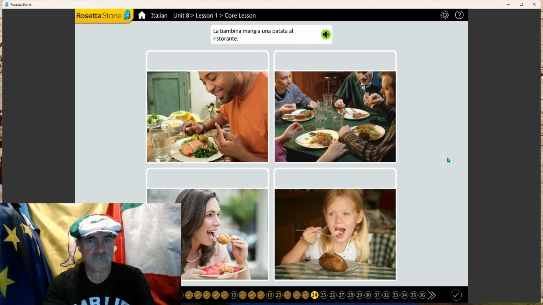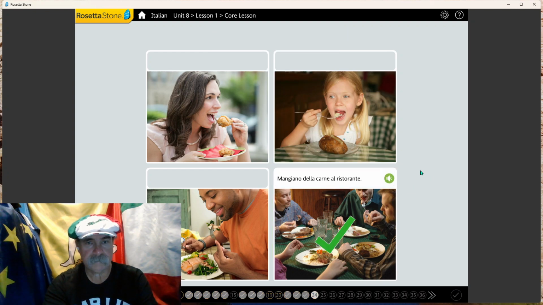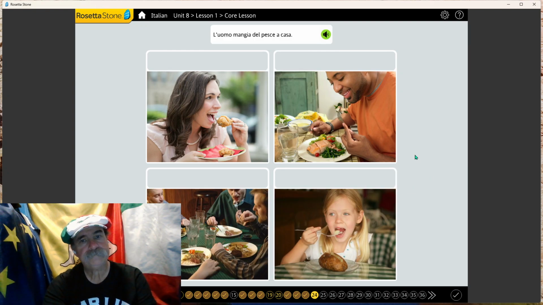La bambina mangia una patata al ristorante. I'm going to go with patata is potato. Mangiano della carne al ristorante. L'uomo mangia del pesce a casa.